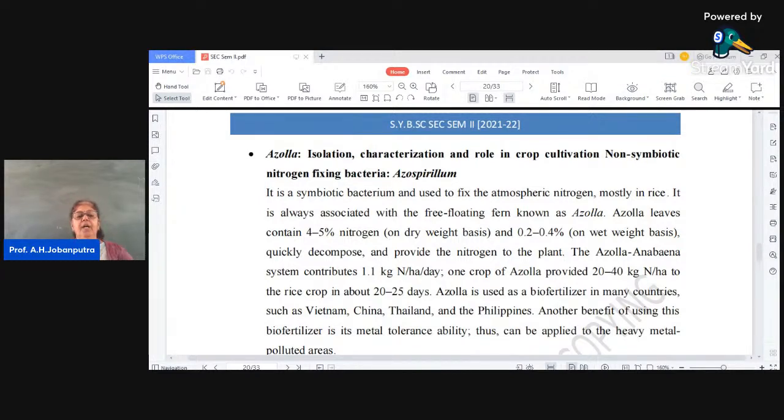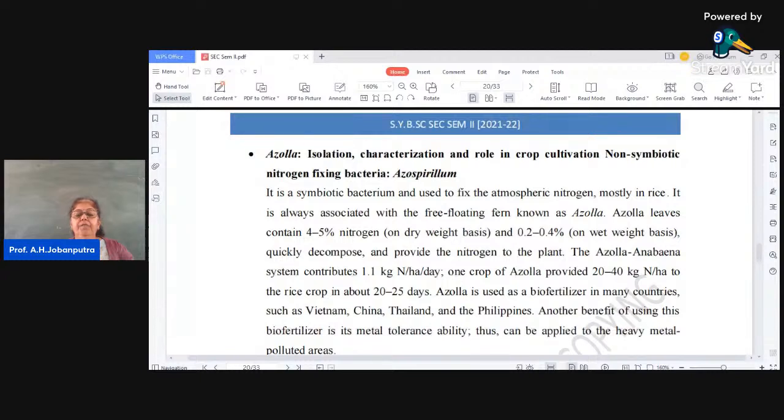Fern सारखेच त्याची छोटे छोटे पानं असतात. These leaves of Azolla contain 4 to 5% nitrogen on a dry weight basis, and on a wet weight basis 0.2 to 0.4% nitrogen. This nitrogen can decompose very fast, and the plants get this nitrogen. If there is an association between Azolla and Anabaena, it's an algae, then algae and fern association provides 1.1 kilograms nitrogen per hectare per day.